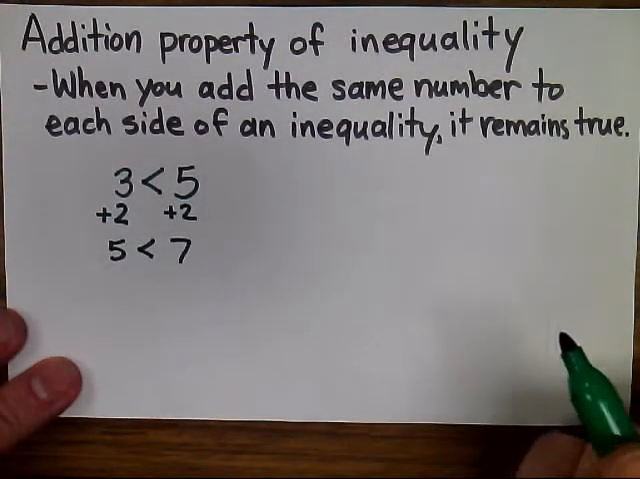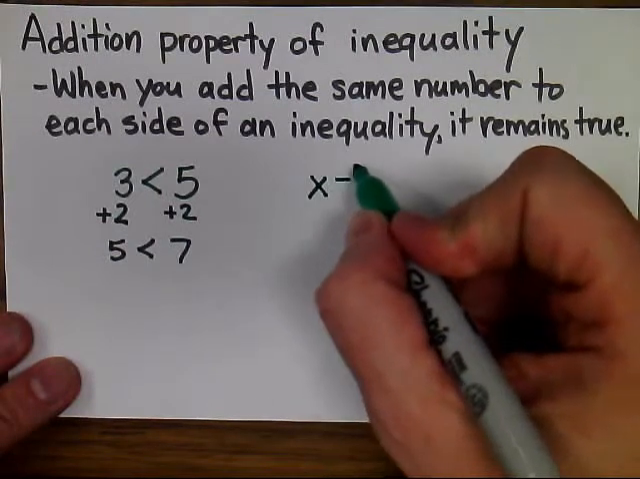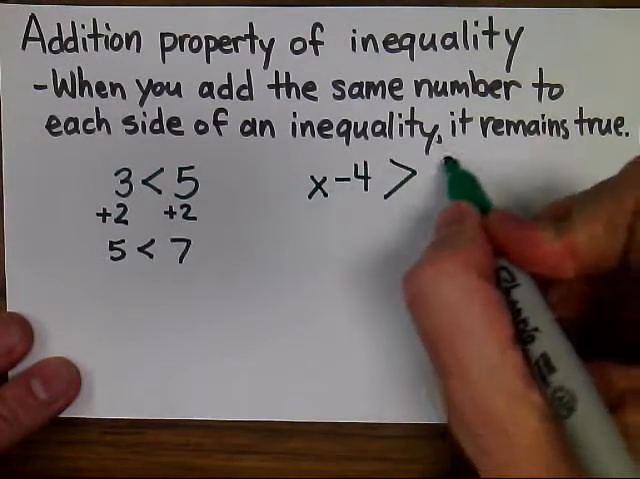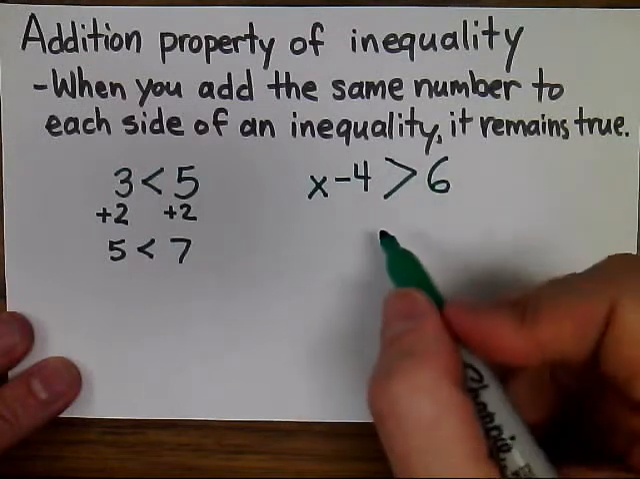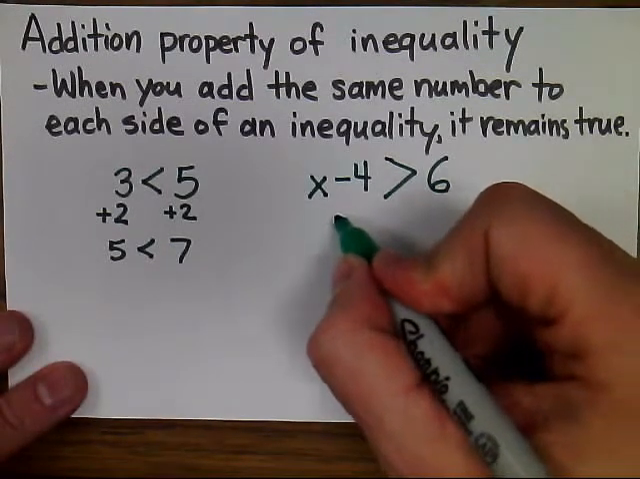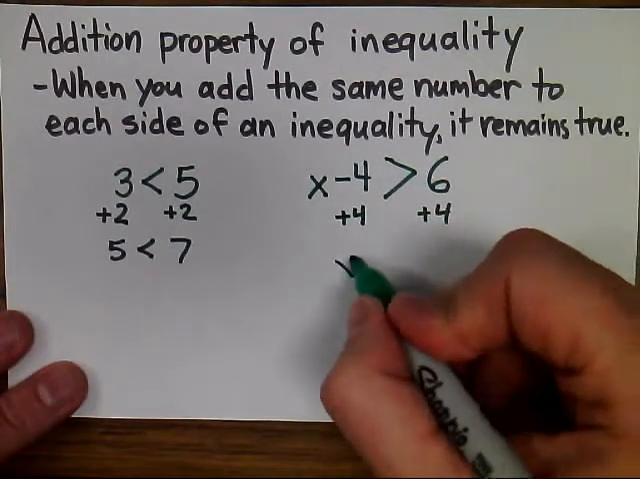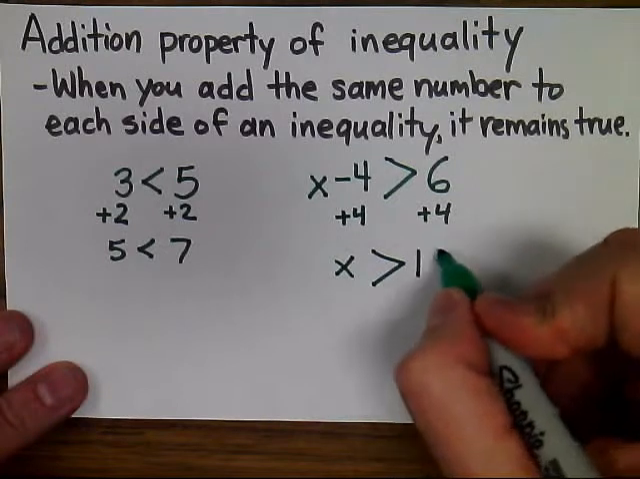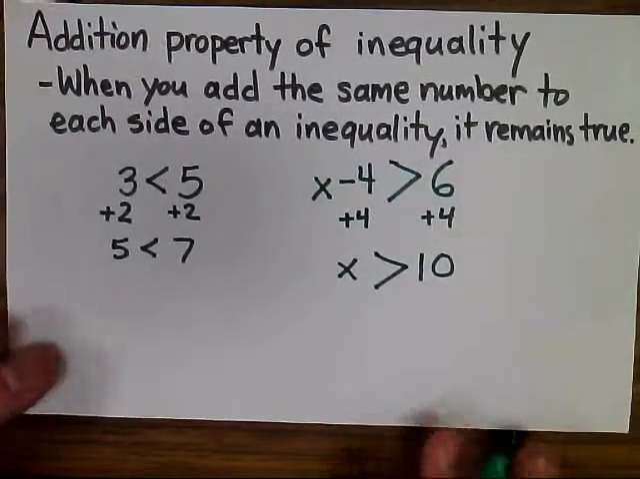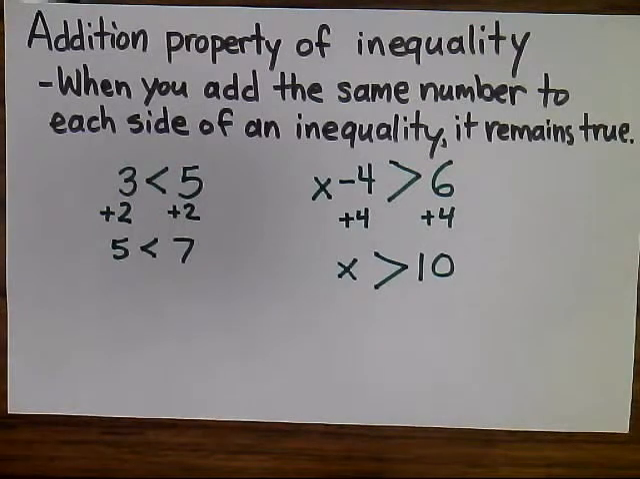And that would also be the case if we were dealing with a variable. For example, x minus 4 is greater than 6. Regardless of what x is, if you add 4 to this side of the inequality and you add 4 to this side, x would then be greater than 10. So all that's doing is just showing you that when you add the same thing to both sides, it remains true. It's not balanced like in an equation, but it does remain a true statement.